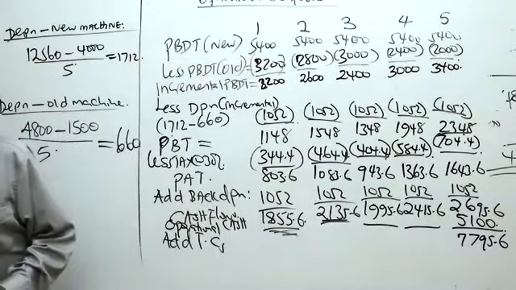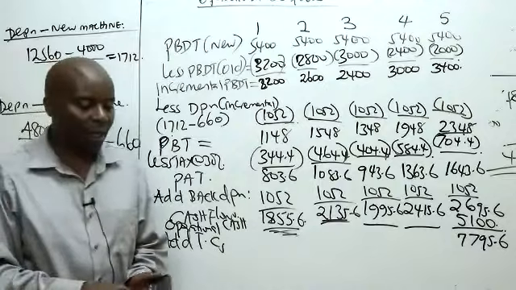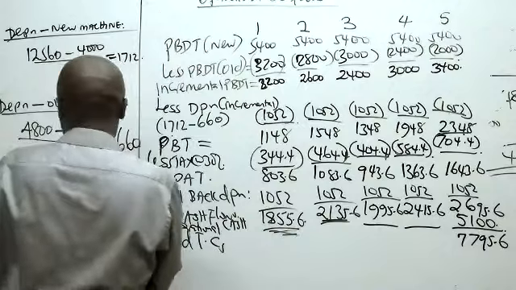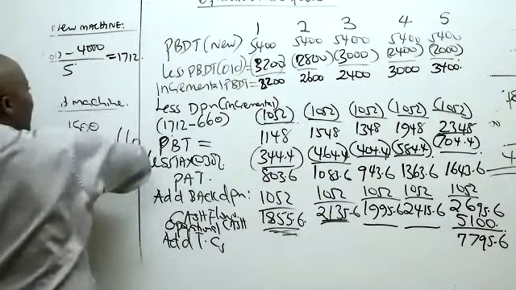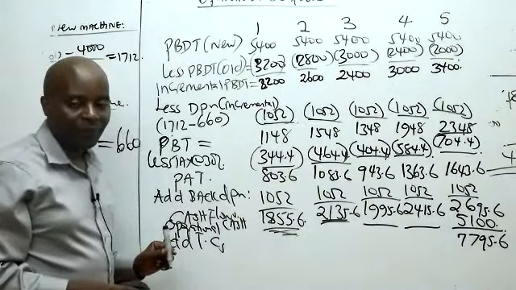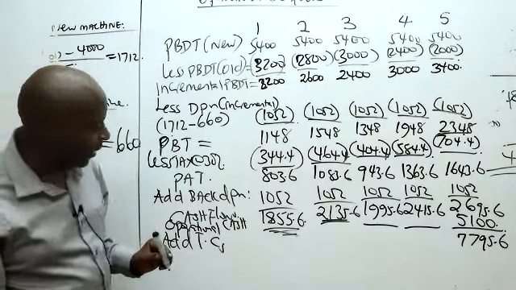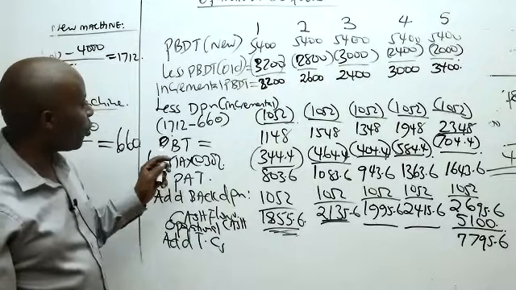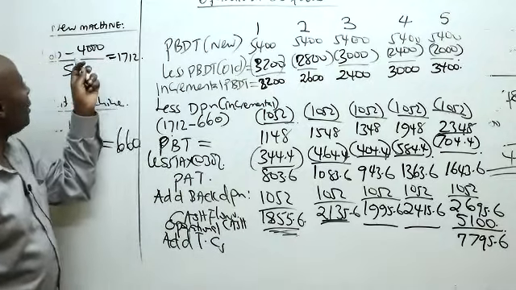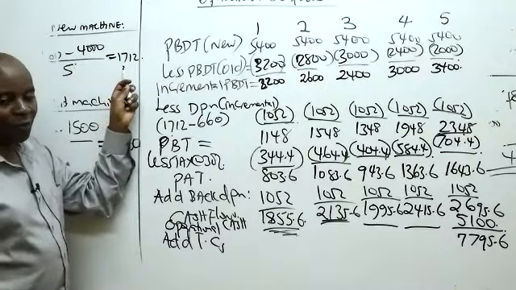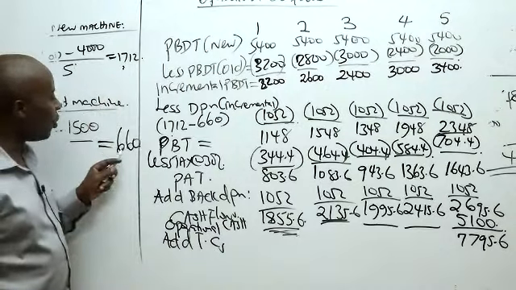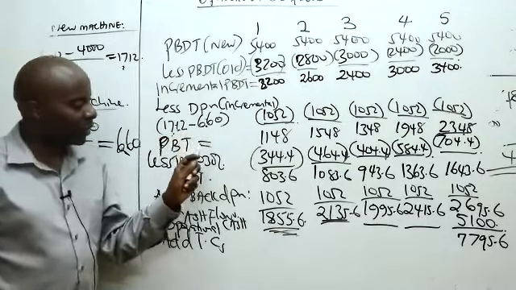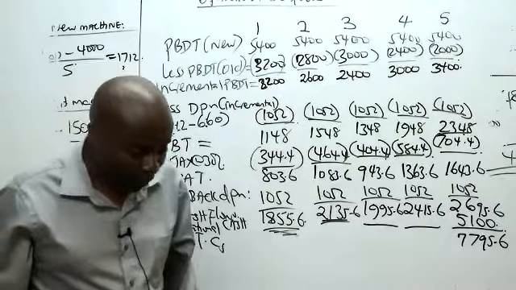Now, ladies and gentlemen, if that is the case, kindly come here and give us. How we got 1052? Yes. So remember we calculated the depreciation of the new machine, 1712. And then we have depreciation of the old machine, 660. The difference between this and this is what gives us 1052.